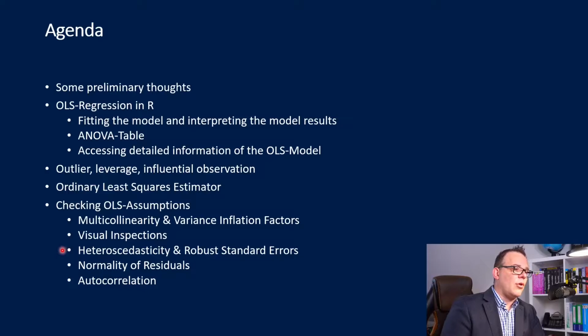Then we're going to talk about heteroscedasticity and how to cope with that, how to test it and how to cope with it. Accordingly, we're going to do robust standard errors. We have to check for normality of residuals. And last but not least, we talk about the autocorrelation, but let me put this first. If we don't have any time series data, autocorrelation typically does not play a role.